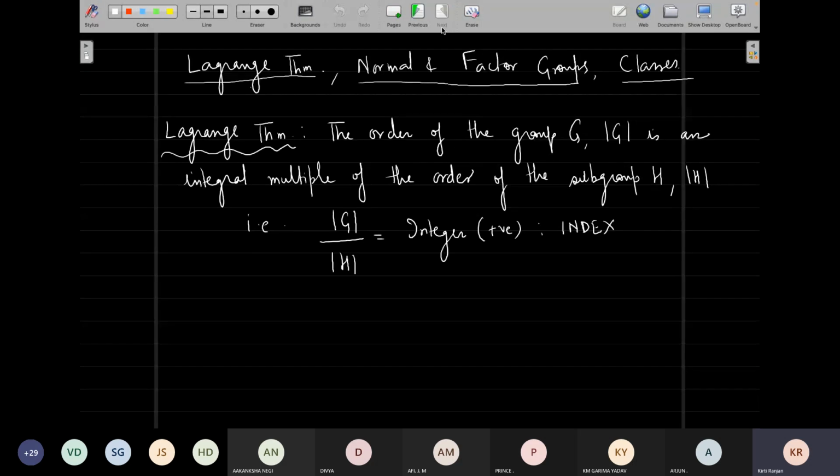In today's class, we are supposed to do the Lagrange theorem. Then I will come to normal and factor subgroups, and finally I will come to classes. So let's start today's class with the Lagrange theorem, which is an extension of this topic of the cosets.